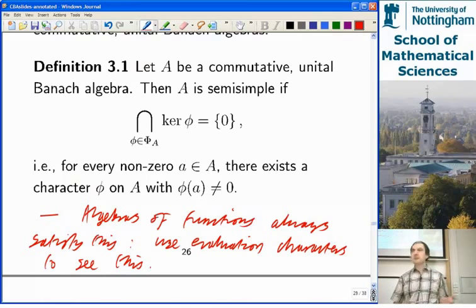Now, it could be that there are some other characters as well, if you're dealing with an algebra of functions on a set. But since the evaluation characters are already enough to have kernels intersecting down to give you 0, if you intersect with a few more kernels, it's not going to change anything. It's still going to be 0. So you only need to find enough characters to get down to 0. And if there happen to be some more characters around as well, that just helps. I mean, well, it doesn't do any harm.